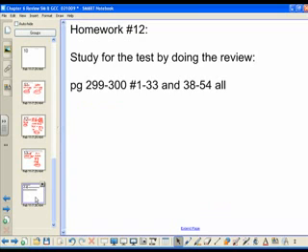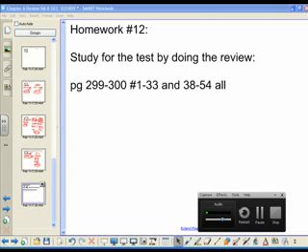For the test, you are doing this review. The section that's cut out is that 6-6 section that we didn't do. So you have all the sections they came from. Remember, the notebooks will be allowed this time. So you guys can get started on your homework. That's the homework.